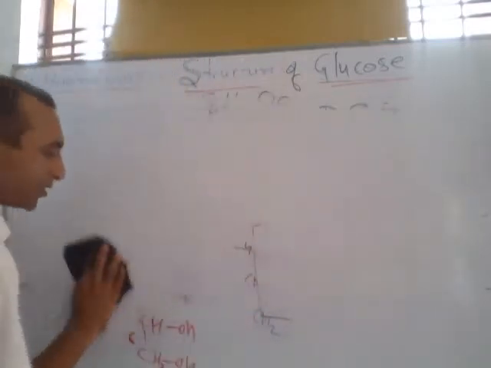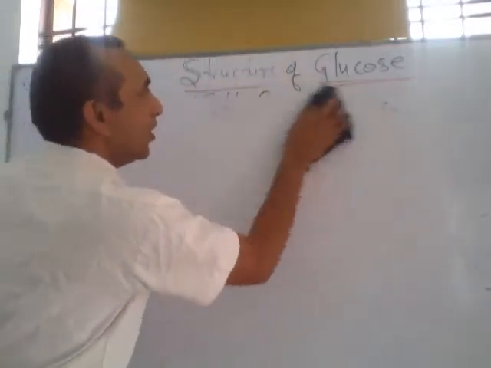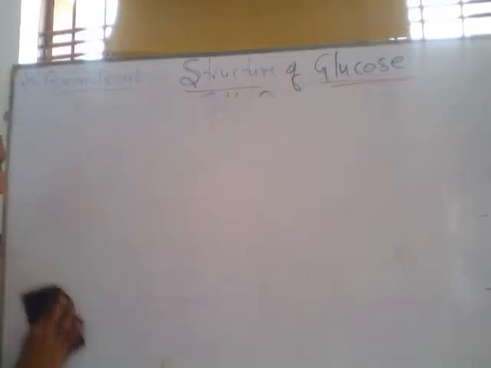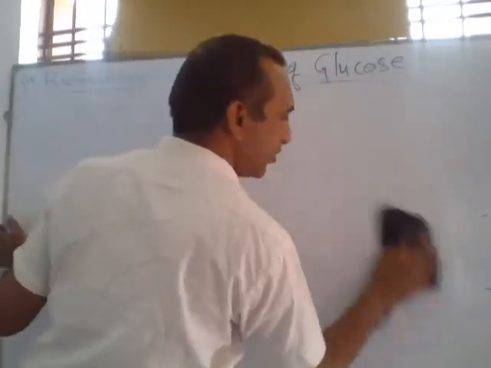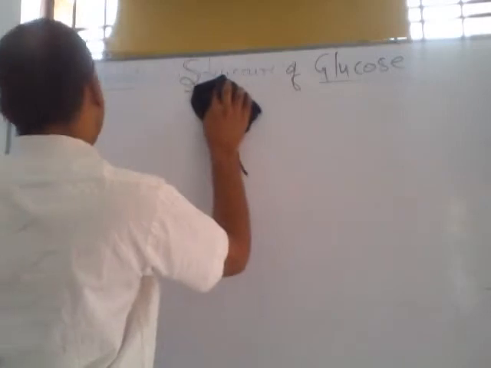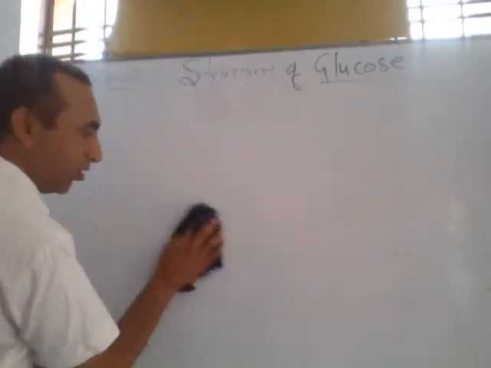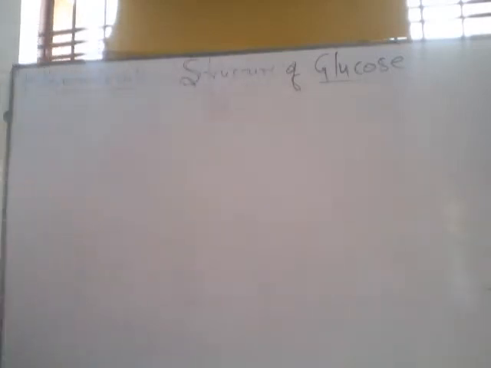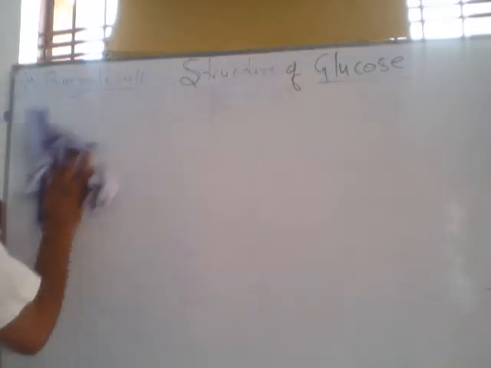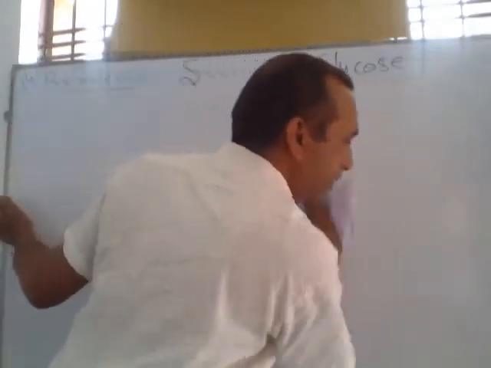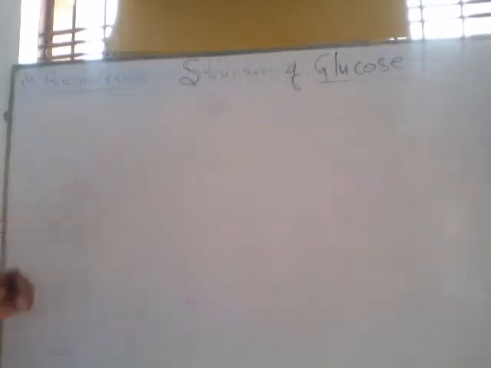One scientist's name is Rosanoff. According to Rosanoff, if the orientation of OH on the second last carbon atom is on the right hand side, the compound is called D.